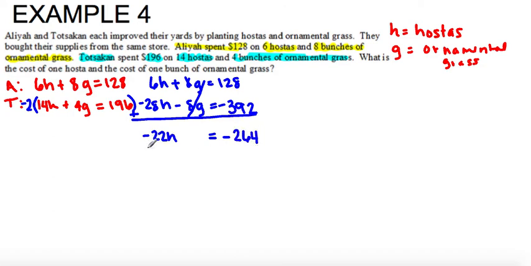And I have to get H by itself, so I divide both sides by -22. So I have H equals +12. So that's the cost of 1 hosta, so it's $12 per hosta.